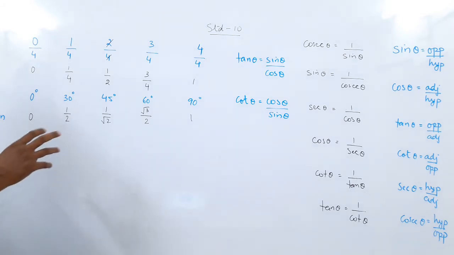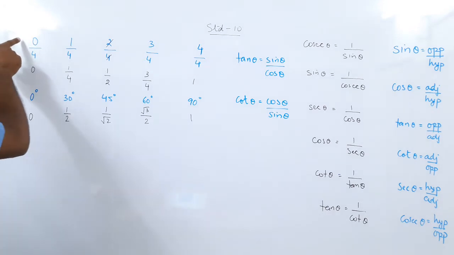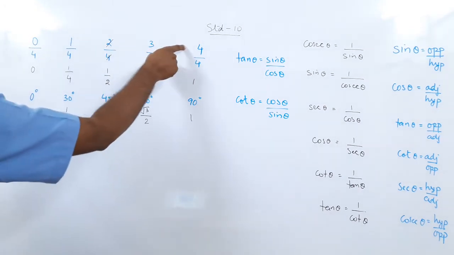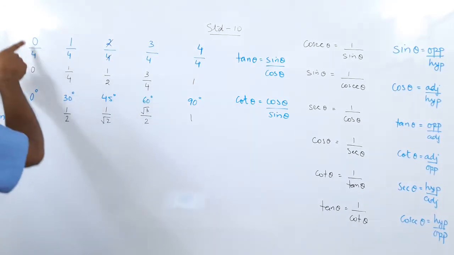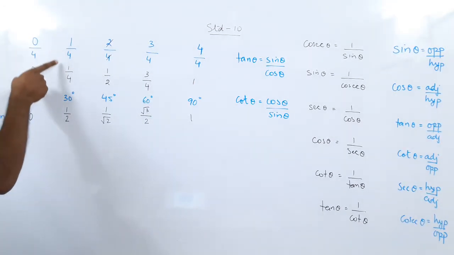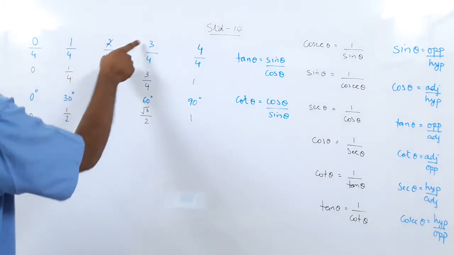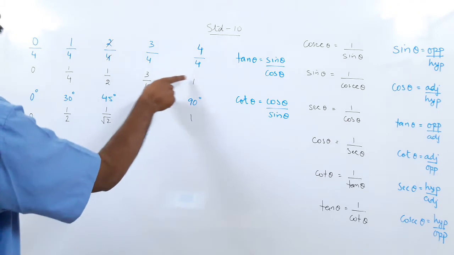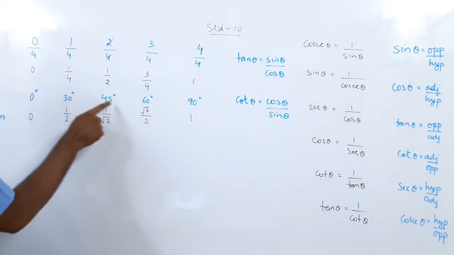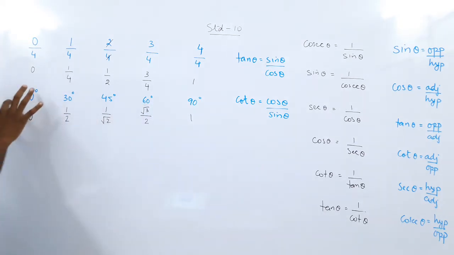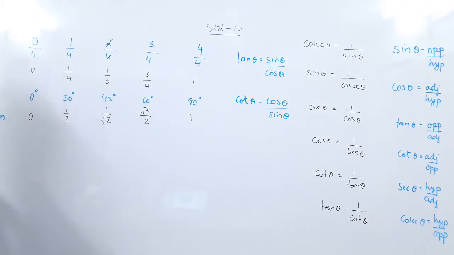So basically in the exam, if you have to make the table, you can make the table initially on the last page. How will you write? How will you start? 0, 1, 2, 3, 4. Then divide everything by 4 and put the simplified term. So 0 upon 4 is 0, 1 upon 4 remains 1 upon 4, 2 upon 4 becomes 1 upon 2, 3 upon 4 remains 3 upon 4, and 4 upon 4 becomes 1. Then I write down the degrees now: 0 degree, 30, 45, 60, 90. And first I begin with the sine. Sine is the square root of these numbers.